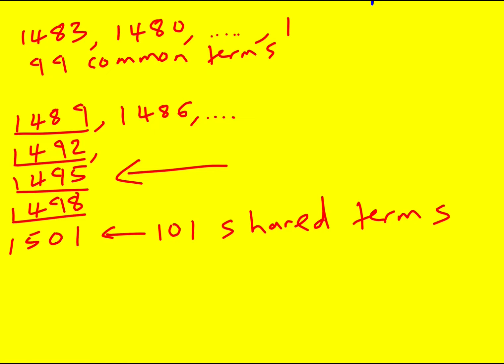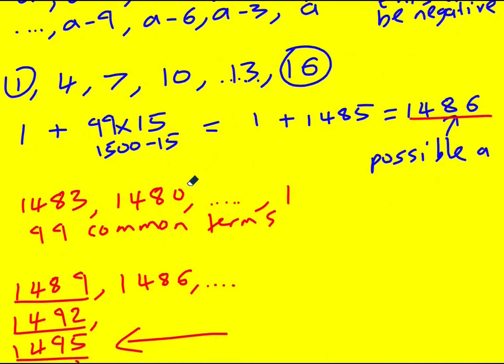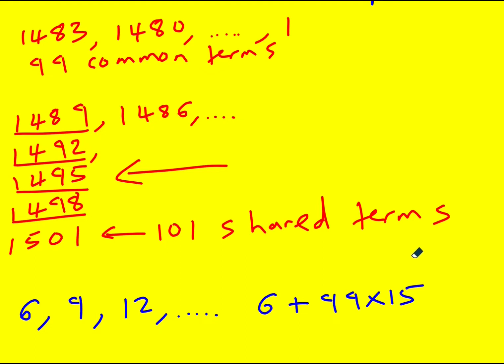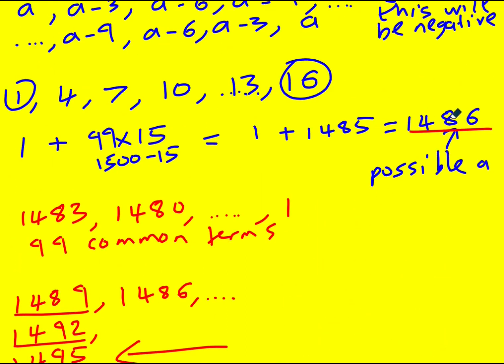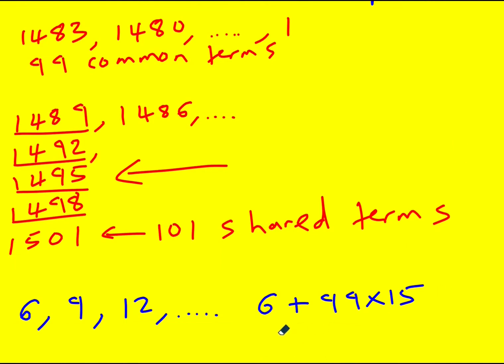So for 6, I can write it in reverse order. It's going to be 6, 9, 12, and so on. And then this is in reverse order. So my last one is going to be 6 plus 99 lots of 15 again to get my 100 shared terms. And that's just going to be 5 more than what I had here. So 1491. Okay, so another possible value for A.